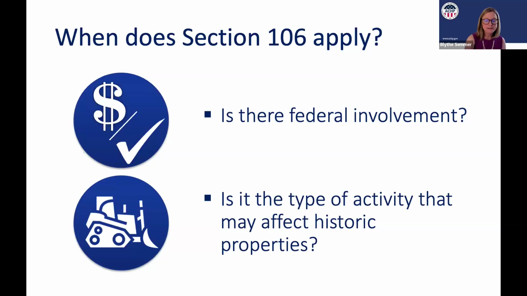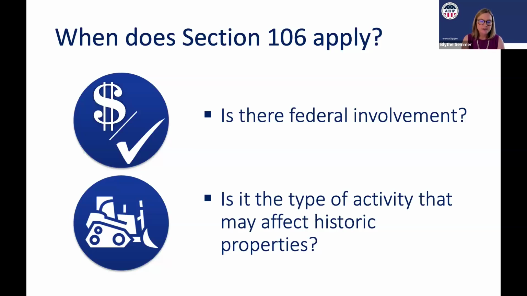In terms of when, how do you know if a Section 106 review will be required? How do you know that one is going to take place in the first place? There are two circumstances that must be met for a 106 review to occur. First, is there federal involvement? And second, is the project the type of activity that might affect historic properties, if any happened to be present? So when something is occurring on federal land, like in a national park or a national forest, or it's happening at an Army installation or in or on a federal building, Section 106 probably applies.